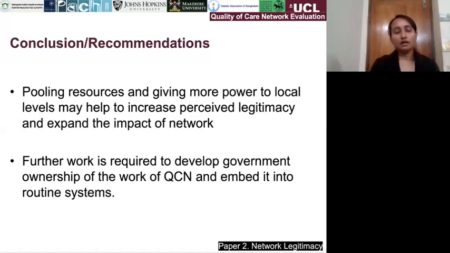Finally, we assume pooling resources and giving more power to local levels may help to increase perceived legitimacy and expand the impact of the network. And further work is required to develop government ownership of the work of QCN and embed it into routine systems. Thank you.